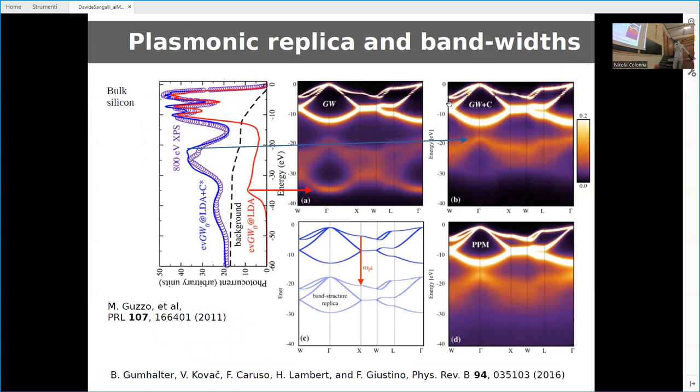This is a representation of the plasmon satellites in silicon taken from this other paper. And what they do is they don't show just the K-integrated spectrum, but also the K-resolved one. And again, they show that GW gives these wrong plasmaronic satellites, while instead the GW plus cumulant gives the correct satellite. And they also show that this can indeed be reproduced by a simple plasmon pole model. Because in the end, what you have is the main structure and a replica shifted by the plasma frequency.